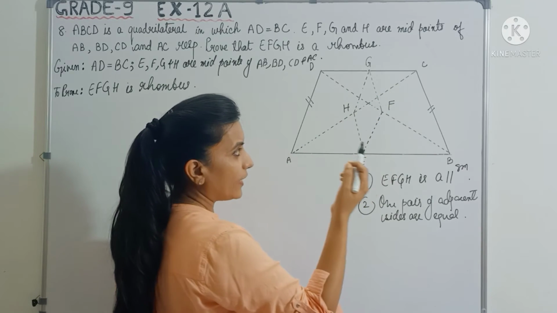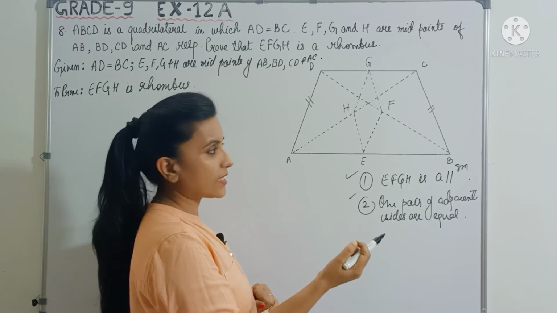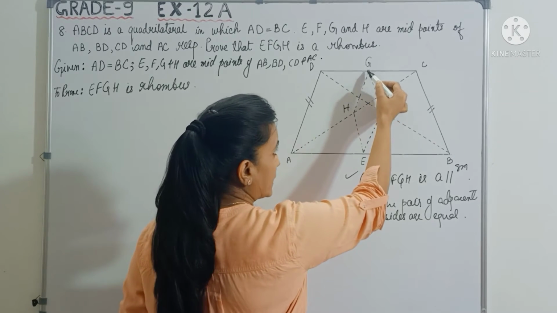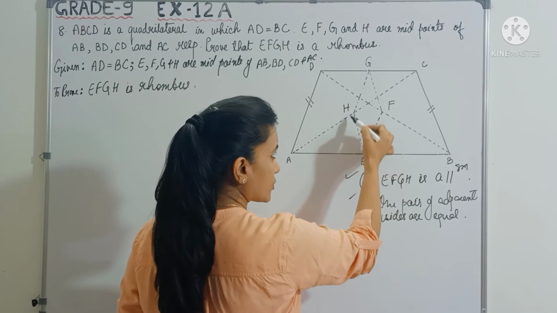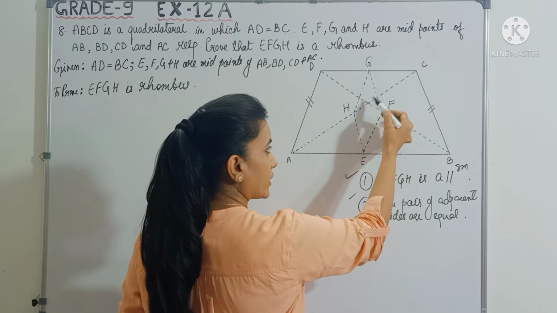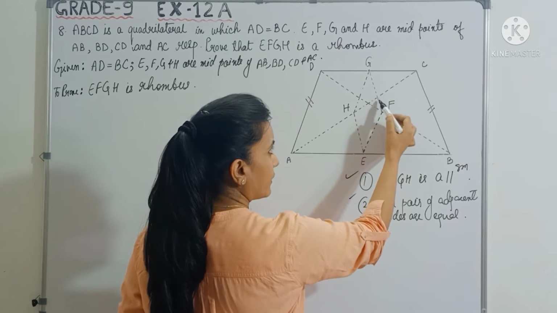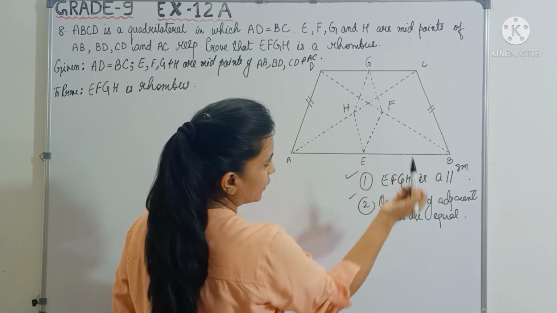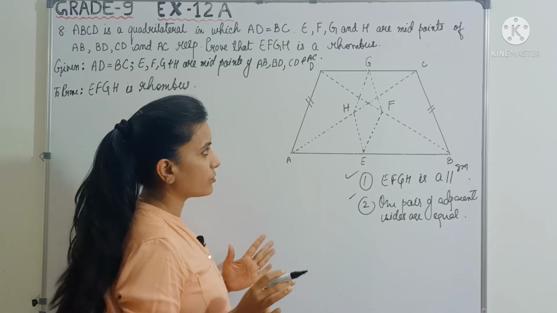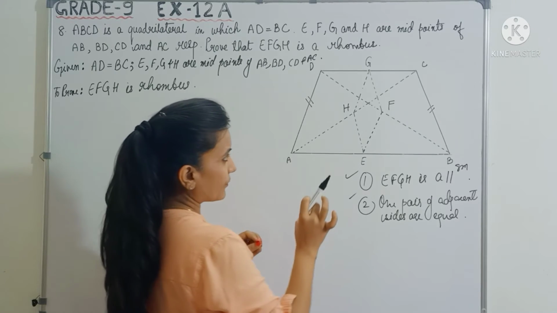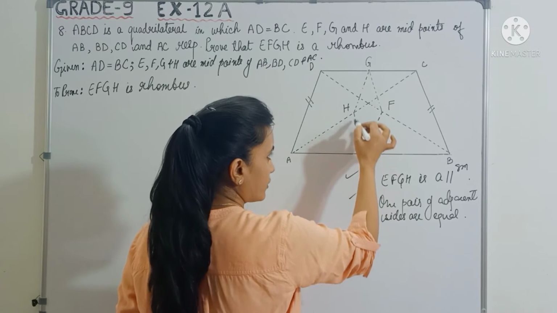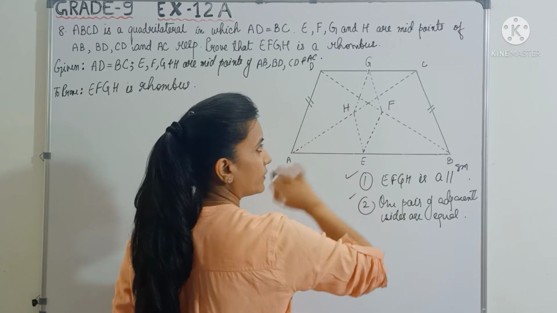So show any one pair of opposite sides are equal and parallel. So you can choose any pair. You can choose GF and EH because they are opposite sides. Okay, so you can show that these two are equal and parallel, or you can show HG and EF are equal and parallel. So anything you can choose. Okay, so right now I will choose GF and HE. I will show that these two are equal and parallel.